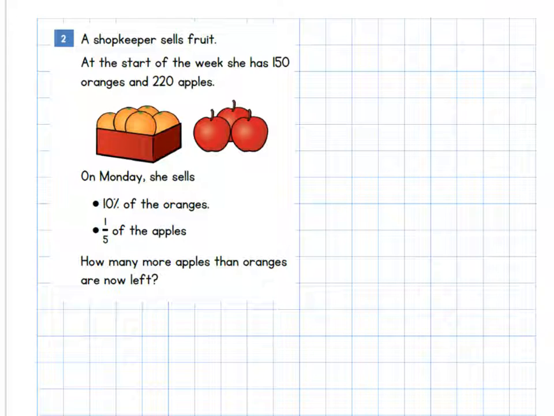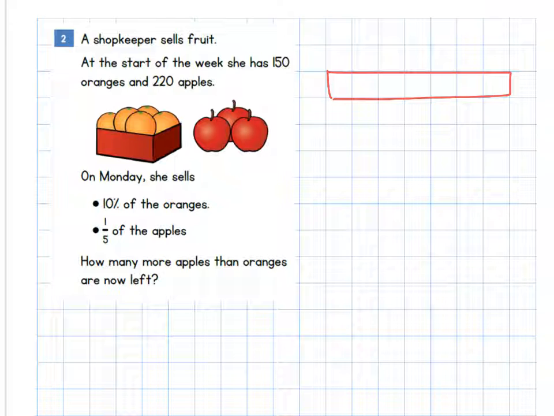Our last problem is our shop seller selling his fruit. At the start of the week, she has 150 oranges and 250 apples. On Monday, she sells 10% of the oranges and a fifth of the apples. How many more apples than oranges are now left? So I need to know how many apples are left and how many oranges are left. So let's start with the oranges. So I'm going to draw my bar for the oranges.